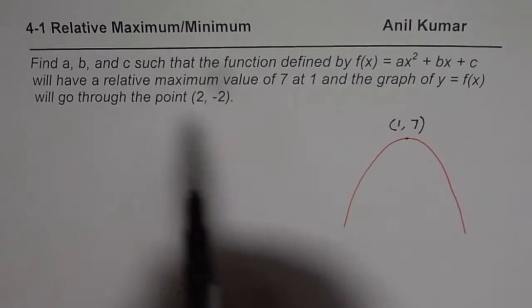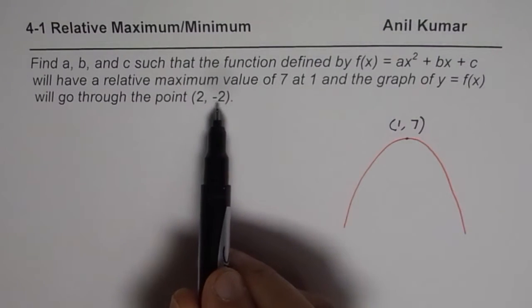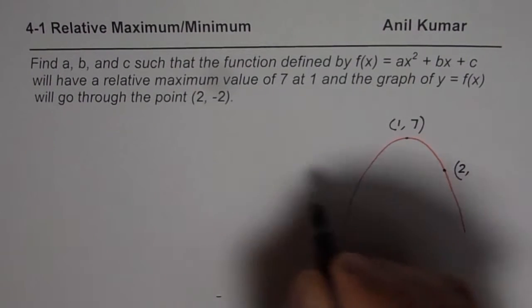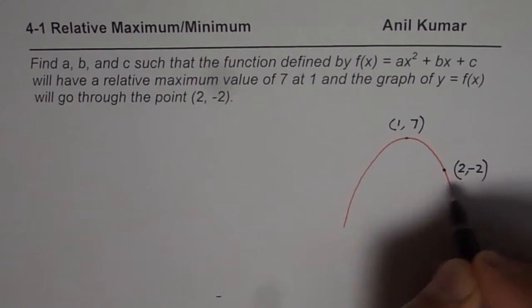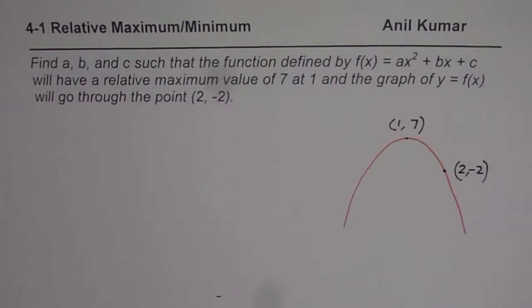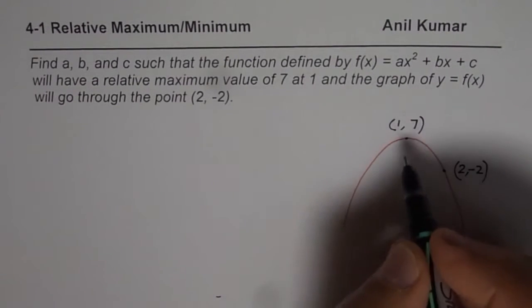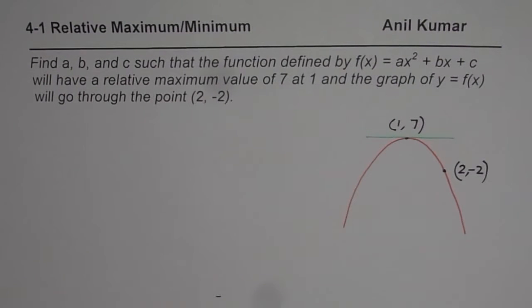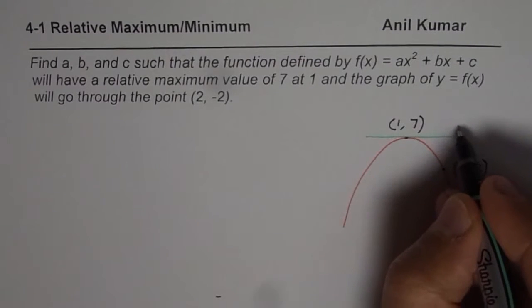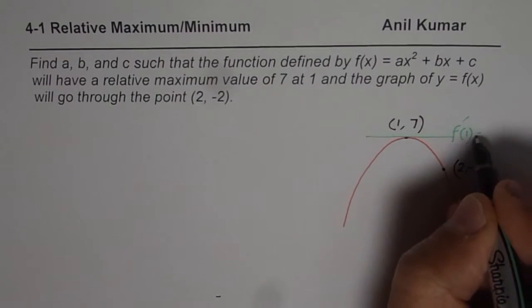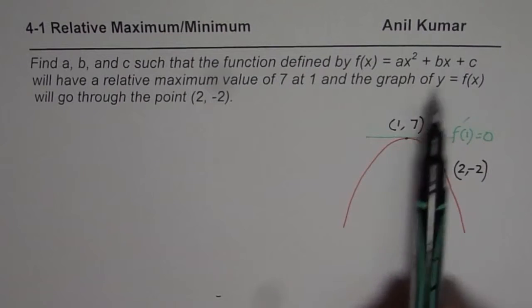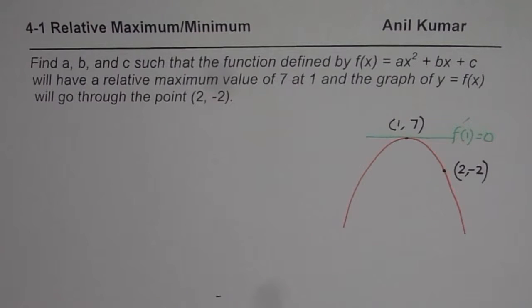And the graph of y equals f of x will go through the point (2, -2). So somewhere here we have a point at x equals 2, and the y value is -2. So that is the parabola for which we need to find the equation. Now as you can see from here, at a relative maximum the tangent will be horizontal. That means the derivative is going to be 0. So that gives you one more condition: f prime of 1 equals 0. So we have got three conditions and three things to find, so we can easily solve this question. That is how you should analyze it.